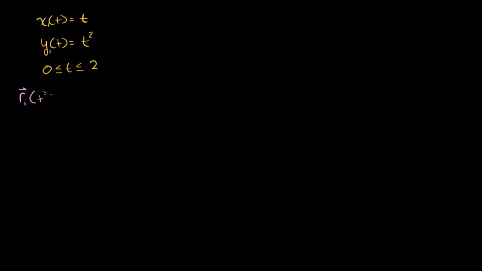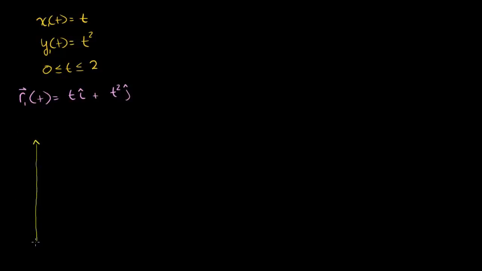So r1 of t, we could say, is x1 of t times i, the unit vector i. So we'll just say t times i plus t squared times j. I'm numbering them because I'll later have an x2 of t. And if I want to graph this, I'm going to be very careful graphing it because I really want to understand what the derivative means here. So let me try to draw it roughly to scale.